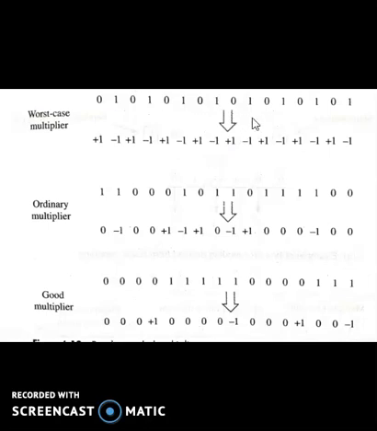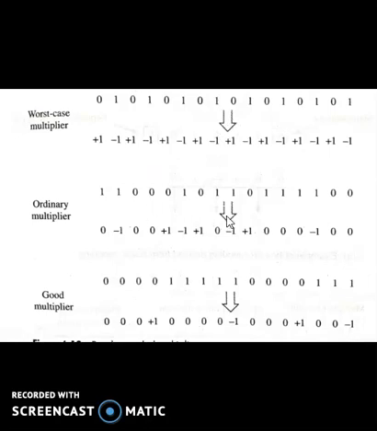Here we would expect less work to perform. So how many ones are there? 1 2 3 4 5 6 7 8, so 8 ones and 8 zeros are there, and we have to actually multiply 8 times. But when you perform the Booth recoding, you get minus 1 plus 1 minus 1 plus 1 minus 1 plus 1 minus 1 plus 1. So the same number of steps are required here. So this multiplier is called the worst multiplier.